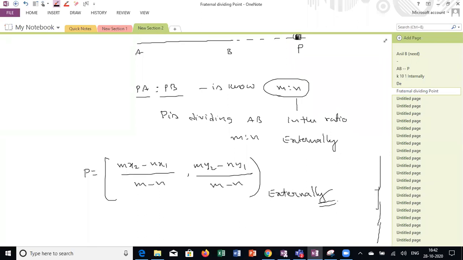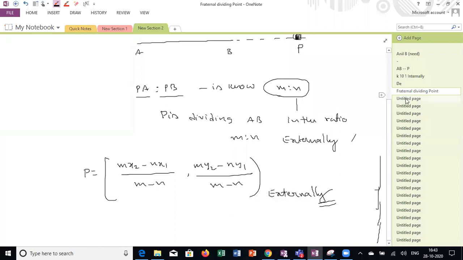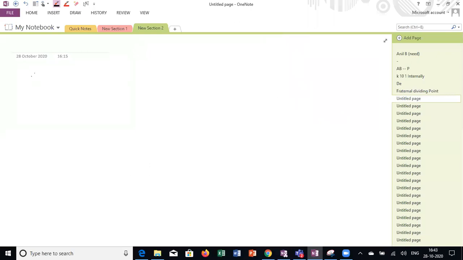No need to use the section formula for that, but mostly they will ask us to find the coordinates. They will give two points and a point on the line dividing externally or internally in a given ratio, then ask us to find those points. So these are the numericals based on this formula. We'll see one or two numericals and then go for the last topic. It is not part of the syllabus. The next topic is the area of the triangle.